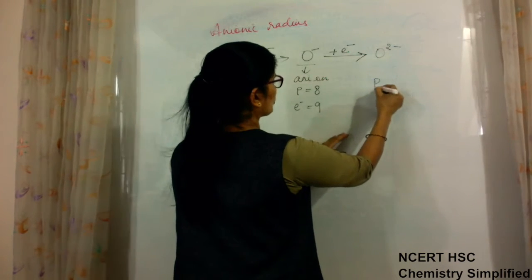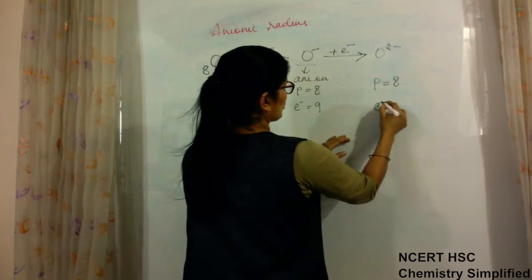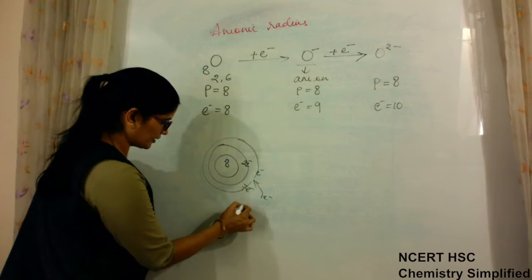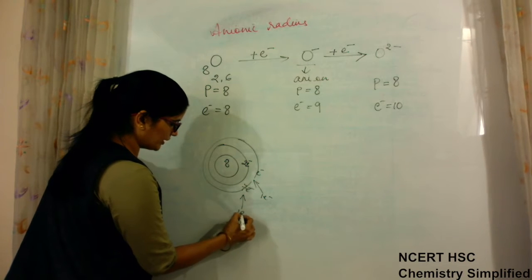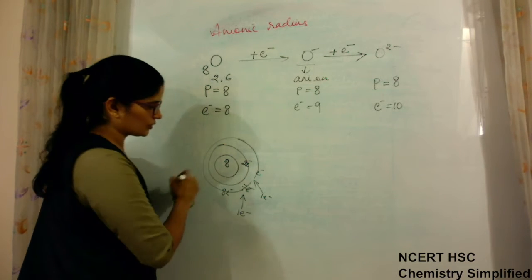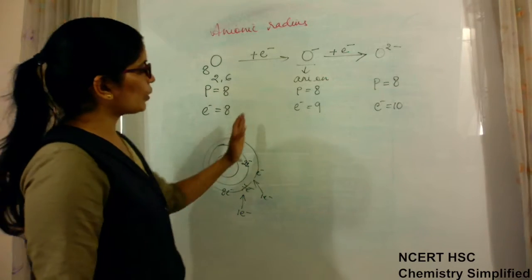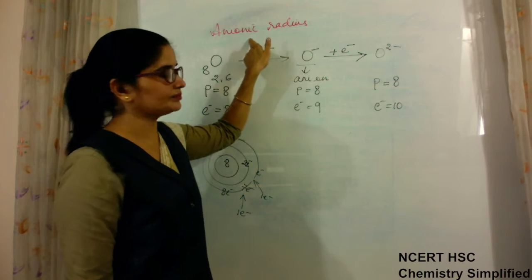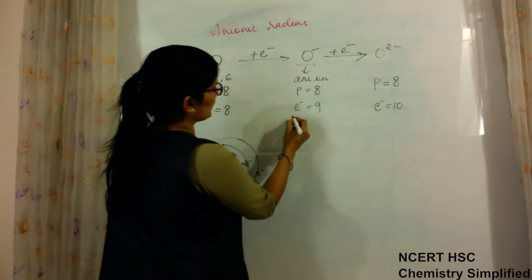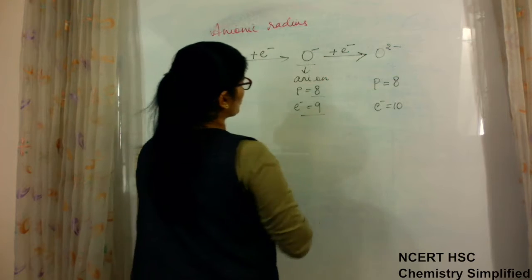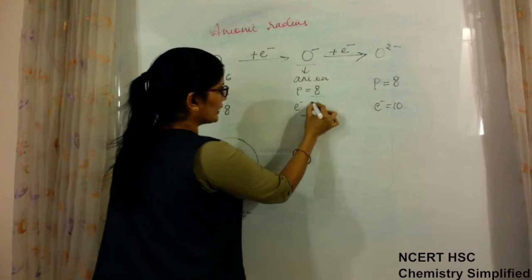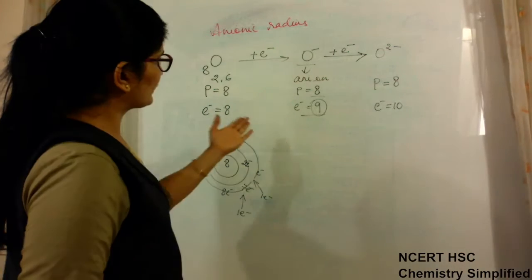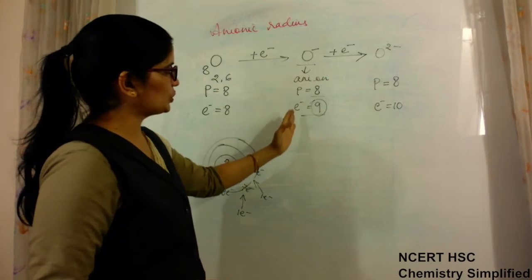When it forms O2 negative, proton number is still 8. Electron number has now become 10. That means this 7, after taking 1 more electron, will become 8 electrons like this. So what is happening in this case when we are taking anions? Proton 8, electron 9. So more electrons are being pulled by fewer protons.